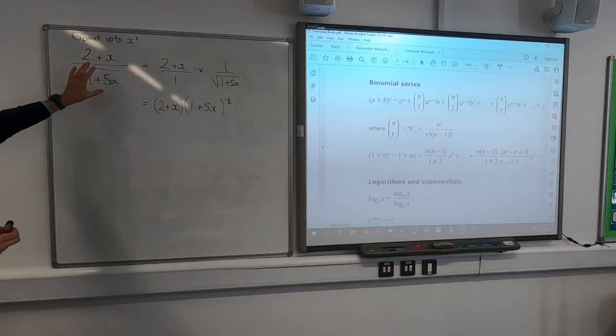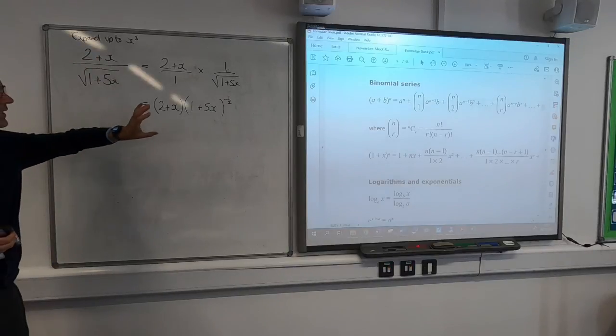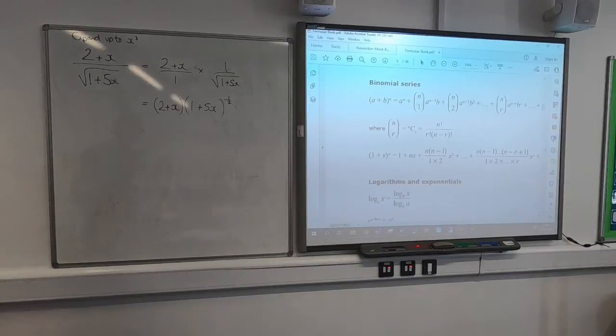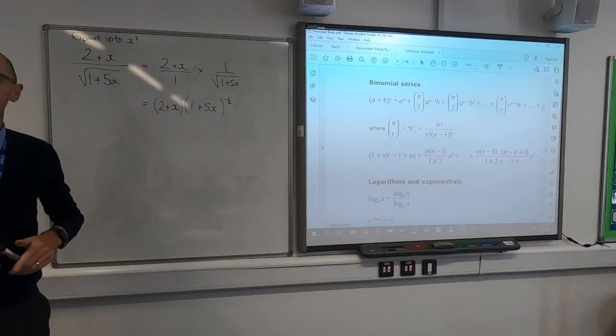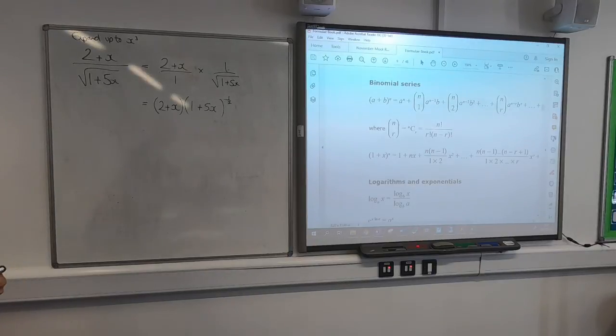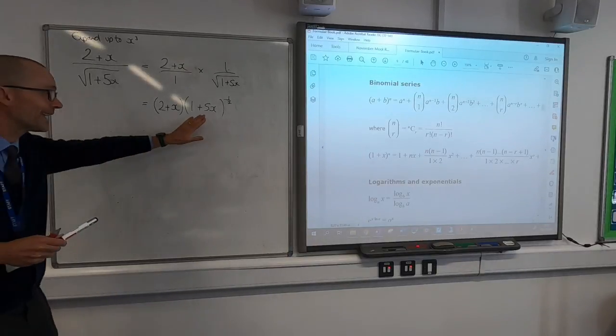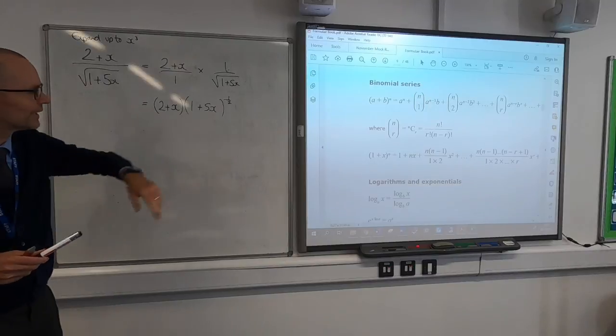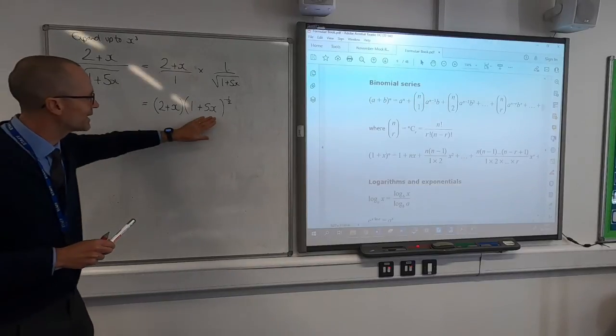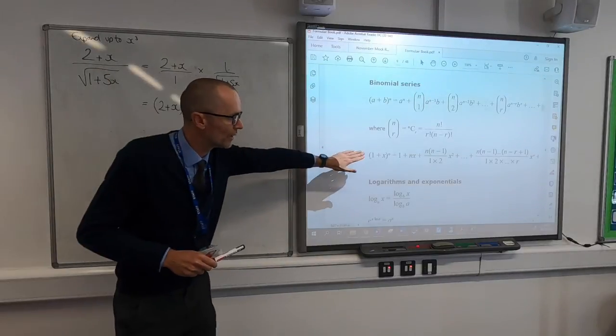So that's the first thing to remember. This can be written as this. Now this is just 2 plus x. That's not something I would want to expand, but this is something I can expand using that. So what I'm going to do is expand that using this rule.